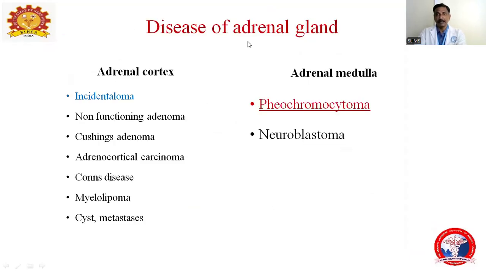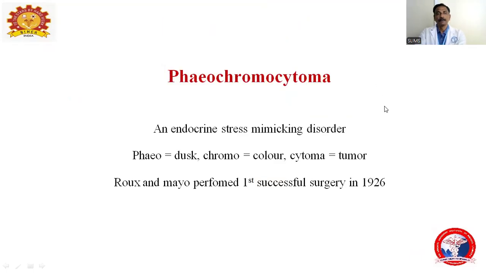Diseases of the adrenal gland. From adrenal cortex, incidentaloma, non-functional adenoma, Cushing's adenoma, adenocortical carcinoma, Addison's disease, myelolipoma, and metastasis occur in adrenal cortex, while pheochromocytoma and neuroblastoma occur in adrenal medulla.